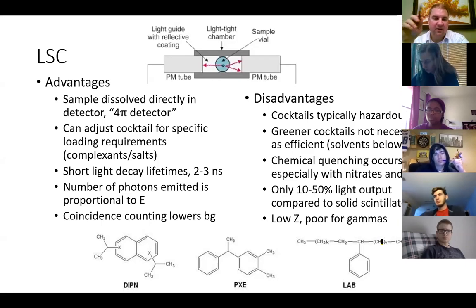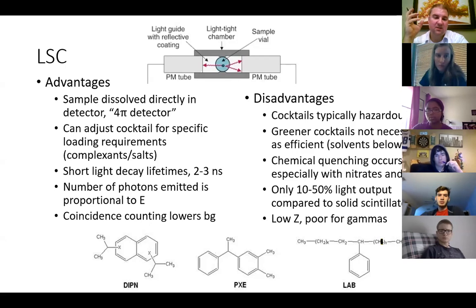Does it need to be able to handle certain complexants like EDTA or DTPA, ethylenediaminetetraacetic acid? Does it need to handle high concentrations of salts? Some of these things, like salt concentration and acid concentration, can affect the liquid scintillation cocktail and can cause quenching, which would reduce our efficiency for counting, or detection. And so you would choose specific scintillation cocktails based off of your application.